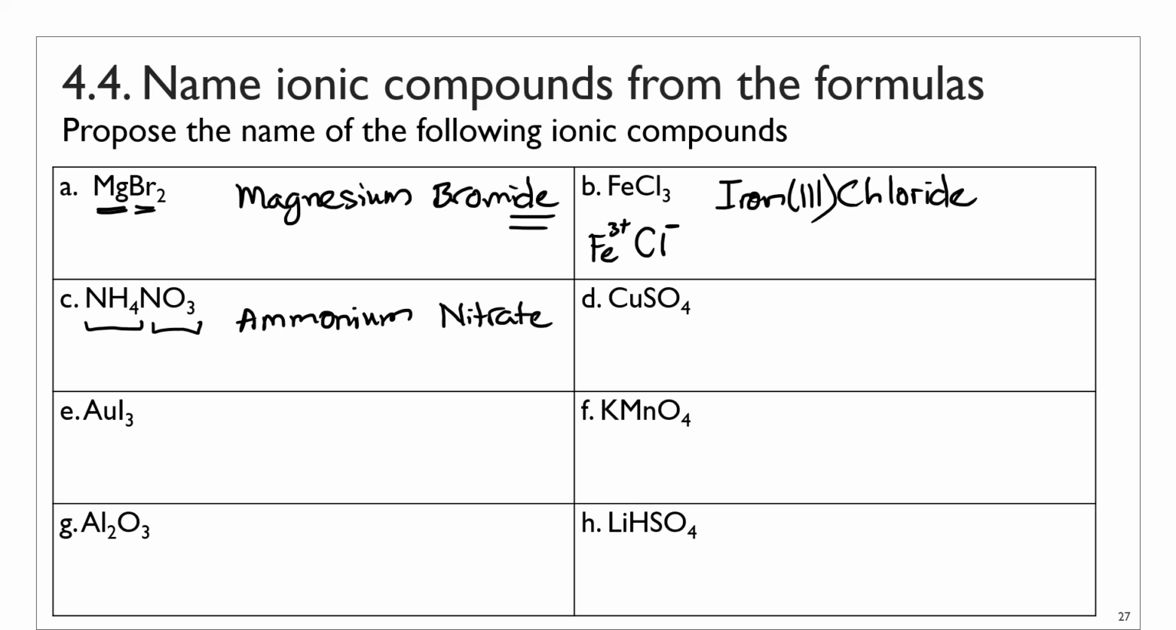It's pretty straightforward. So copper, SO4 is also a polyatomic ion that you can find in that table. Is sulfate.